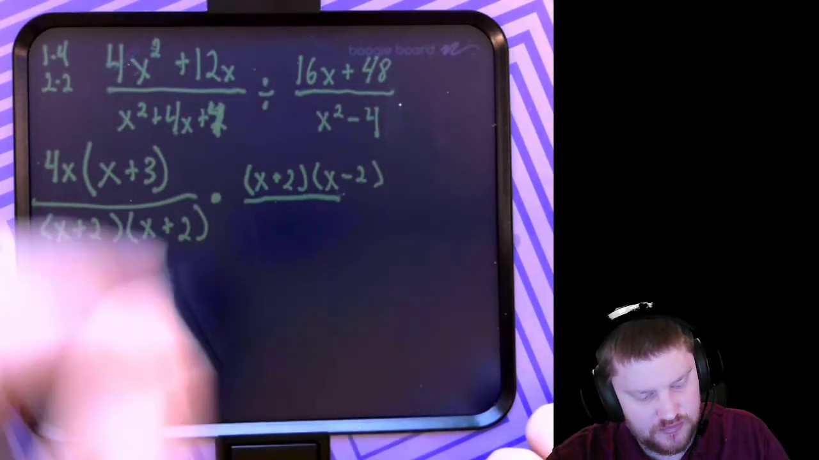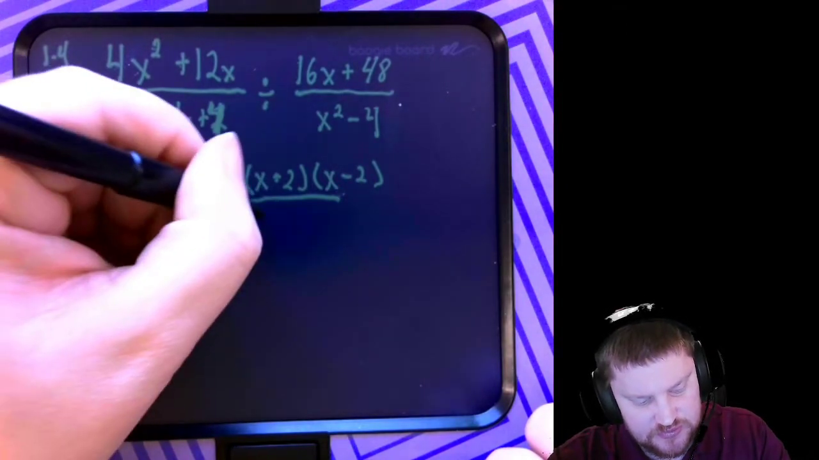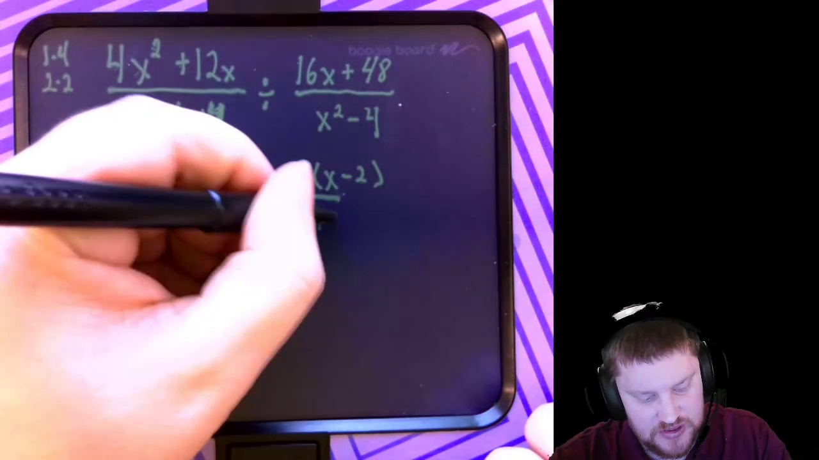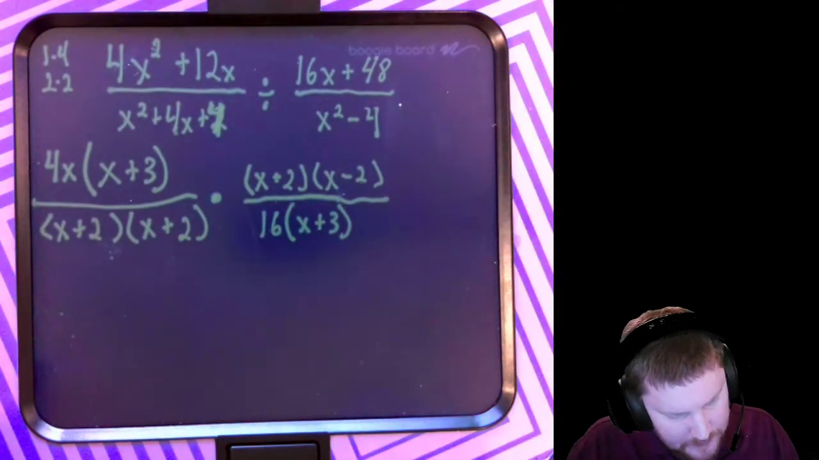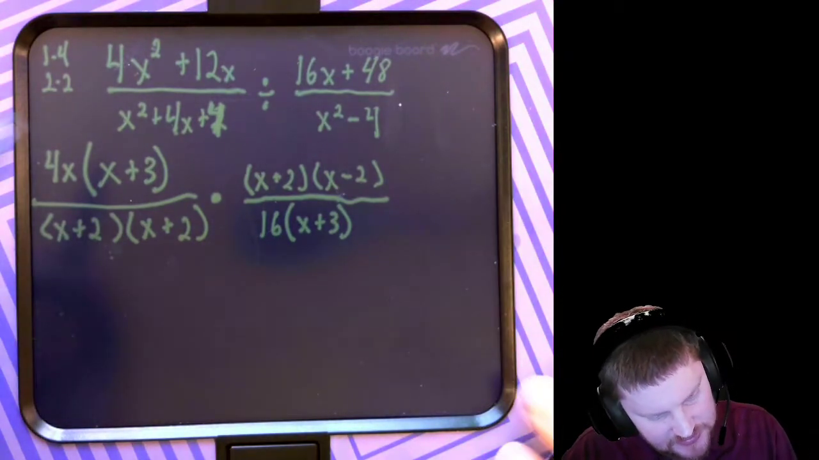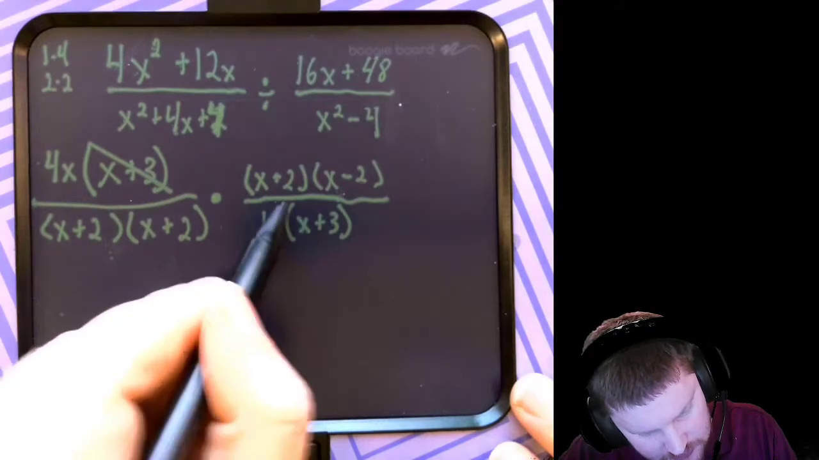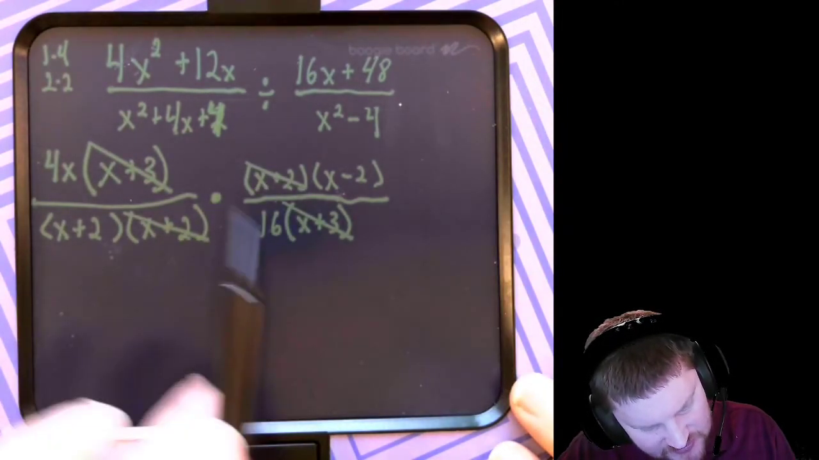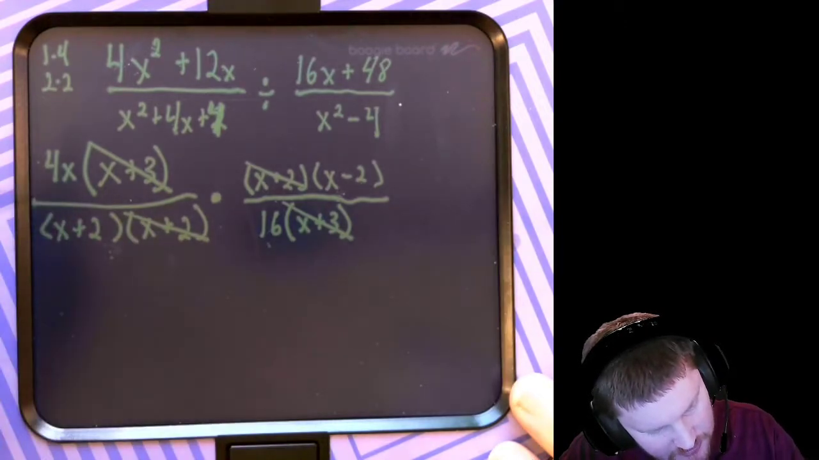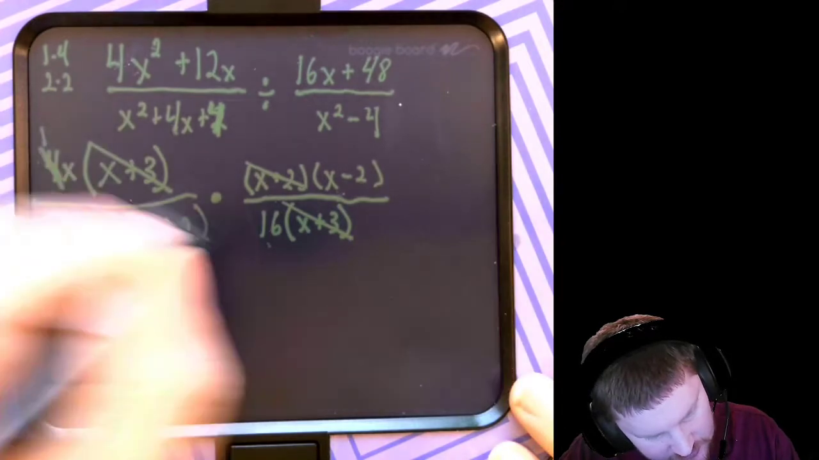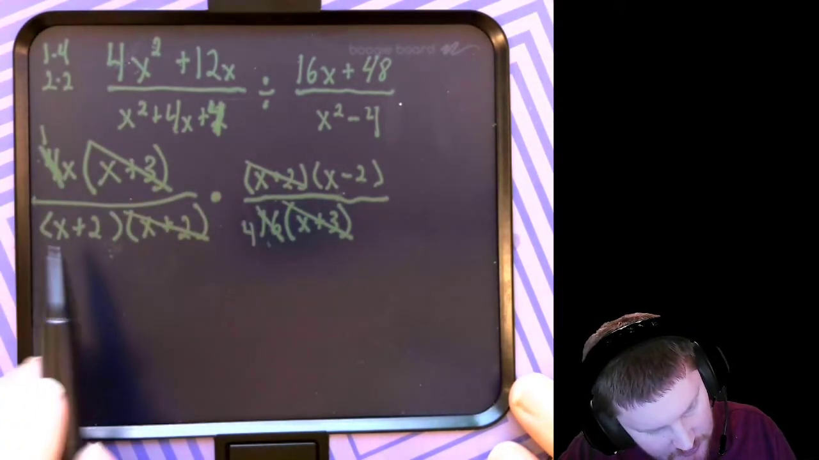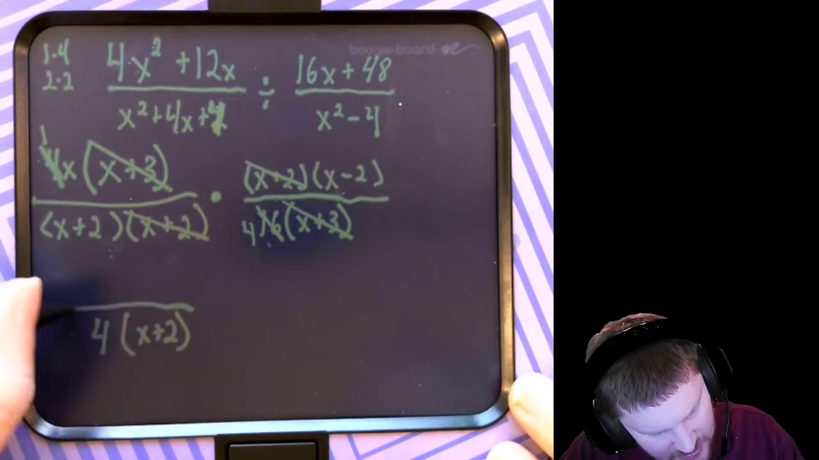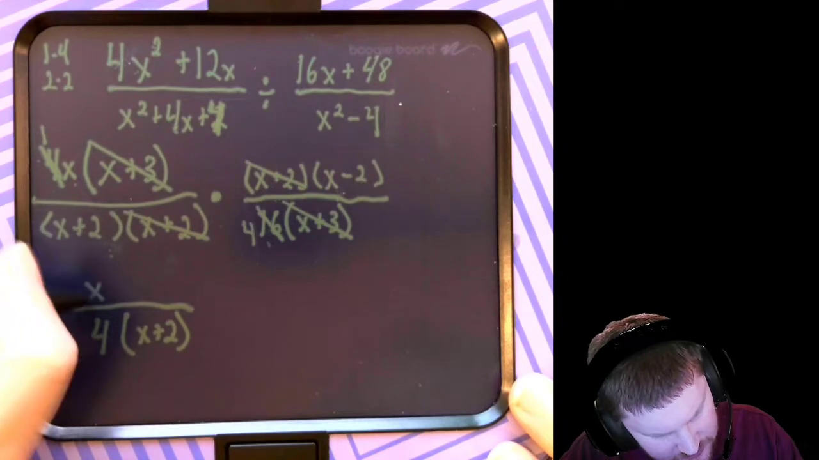16x plus 48, well, those are both multiples of 16, so I can factor a 16 out, and I will have x plus 48 divided by 16 is 3. Alright, so what do I share top and bottom? That's what I'm going to cancel out. I have an x plus 3 on top and an x plus 3 on bottom, and I have an x plus 2 on bottom and an x plus 2 on top. I have a 16 on bottom and a 4 on top. Those are both multiples of 4. 4 divided by 4 is 1. 16 divided by 4 is 4. So on the bottom, I'm left with a 4 and an x plus 2. And on the top, I'm left with an x and an x minus 2.